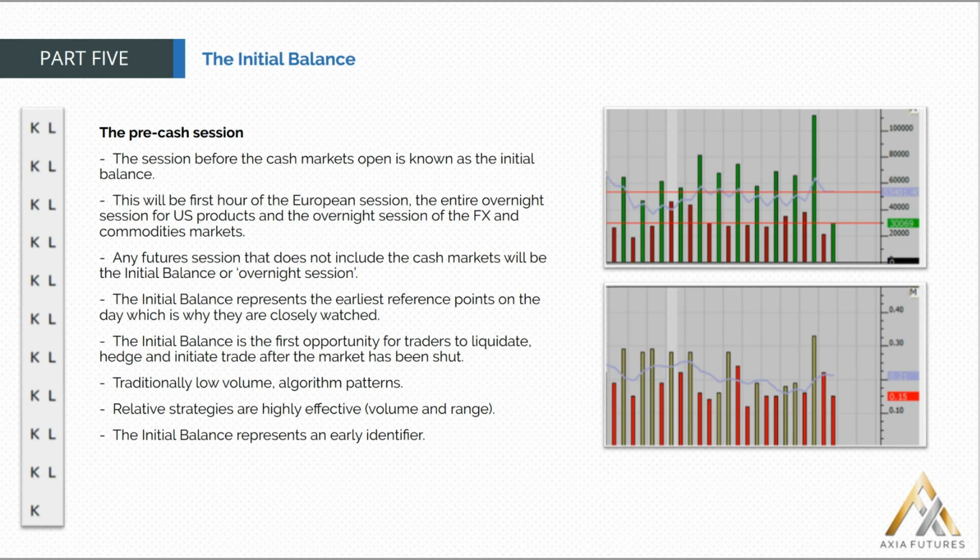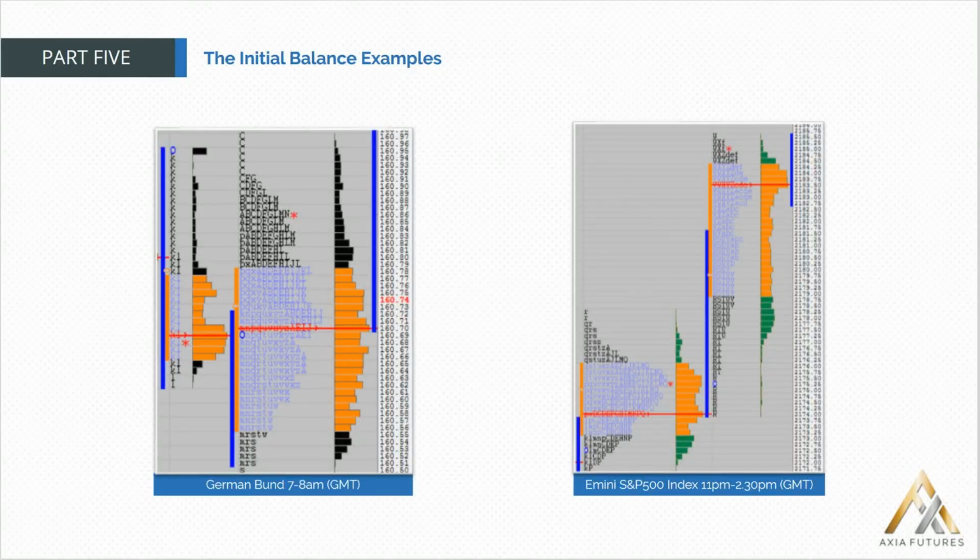And then the initial balance represents an early identifier. That is the reason we pay attention to it. It gives us an early bit of information that we can then plot and set our path for the rest of the day. So now that you understand what the initial balance is, let's take a look at the 4 examples across the 4 markets that we speak about in this course.